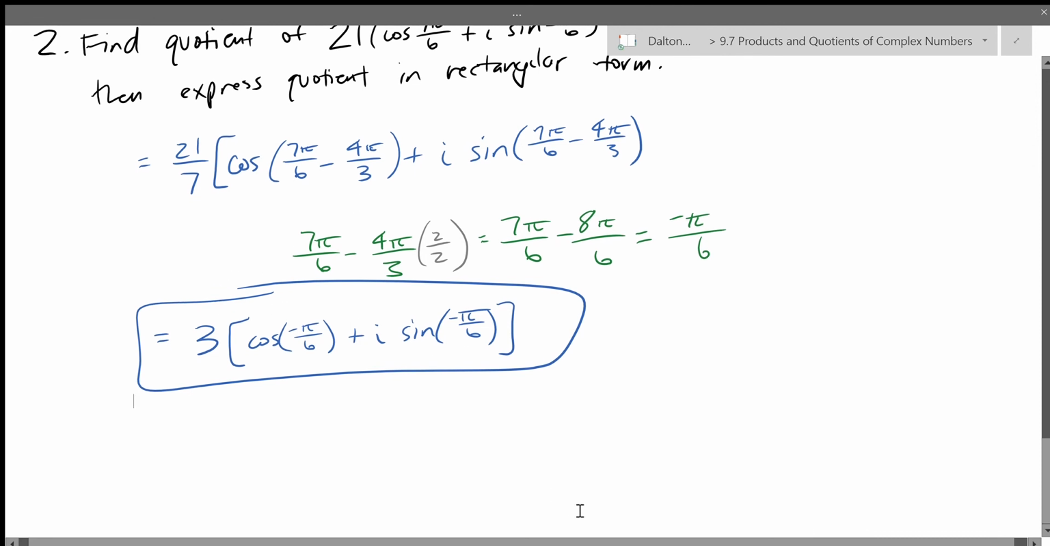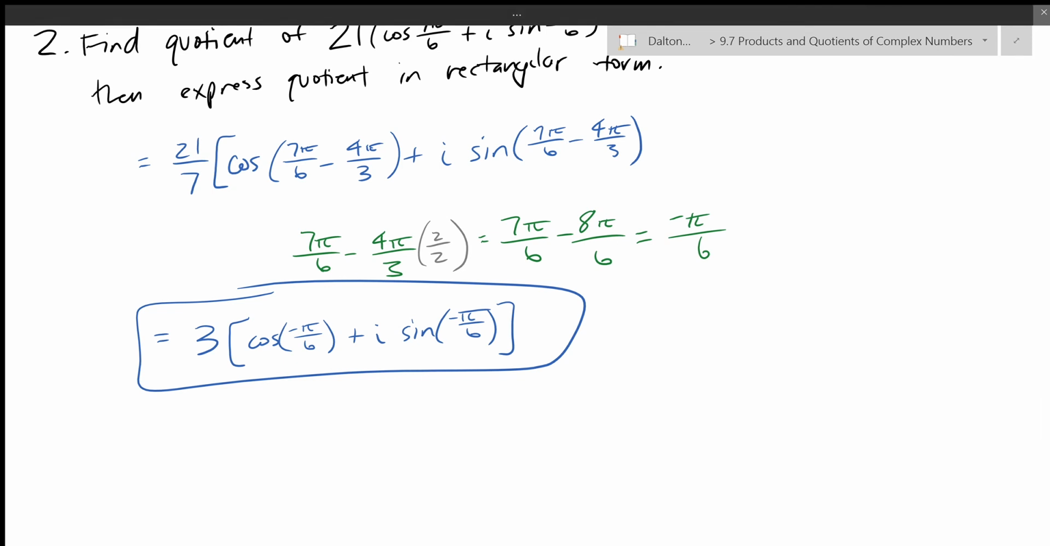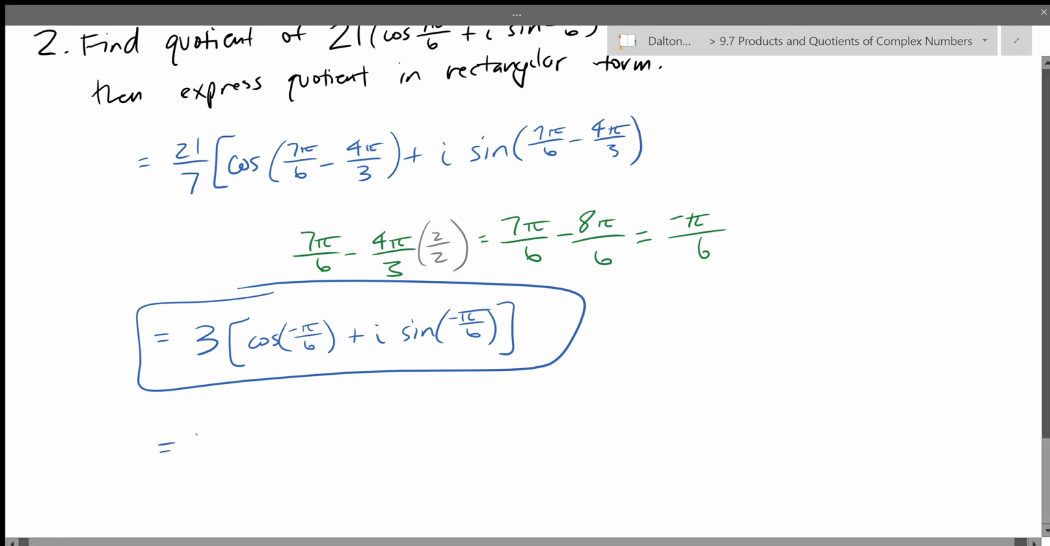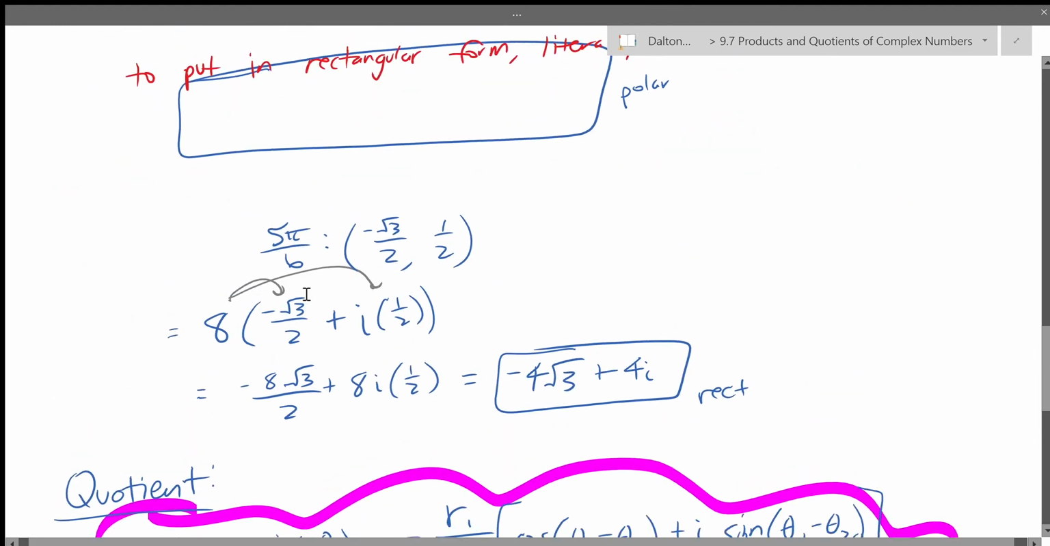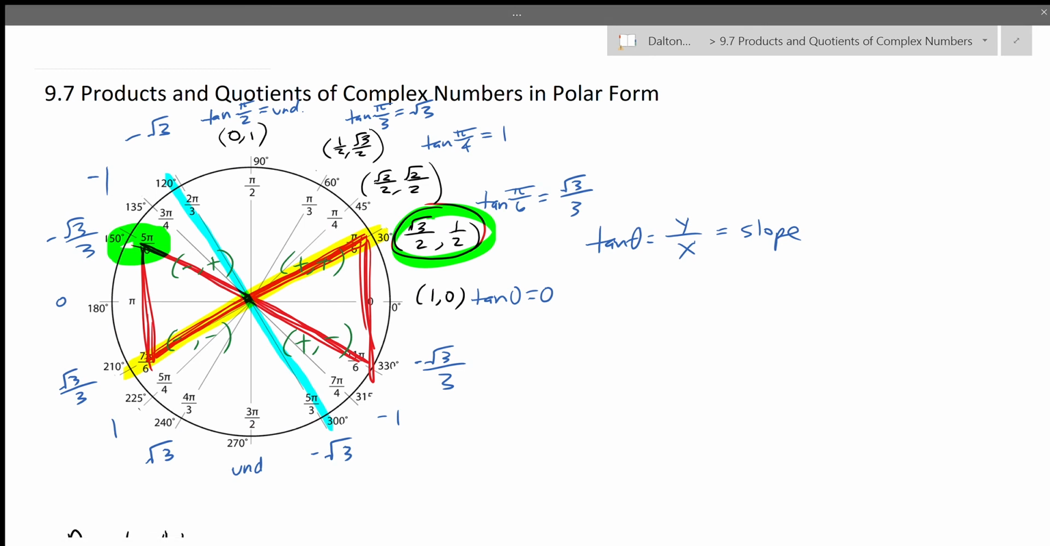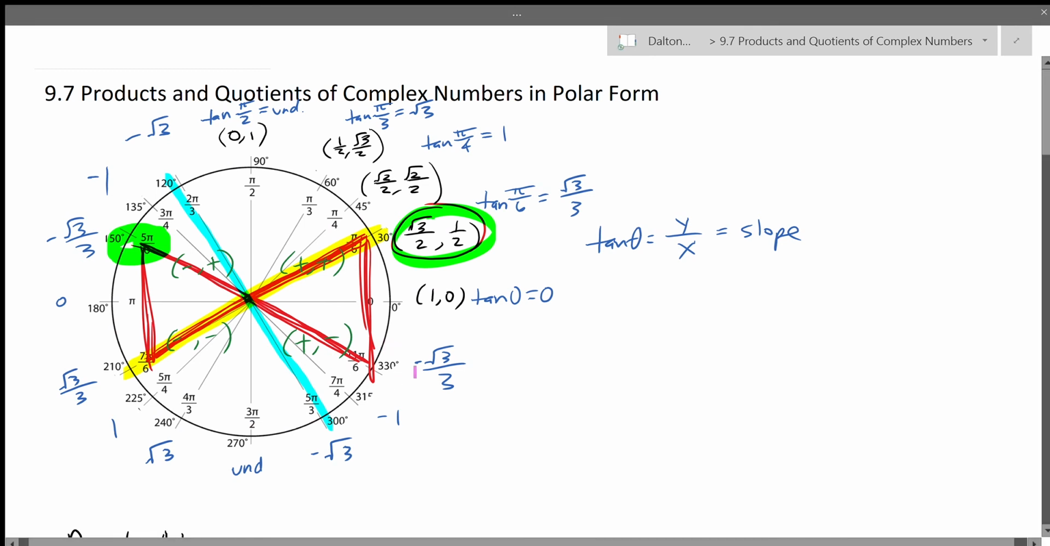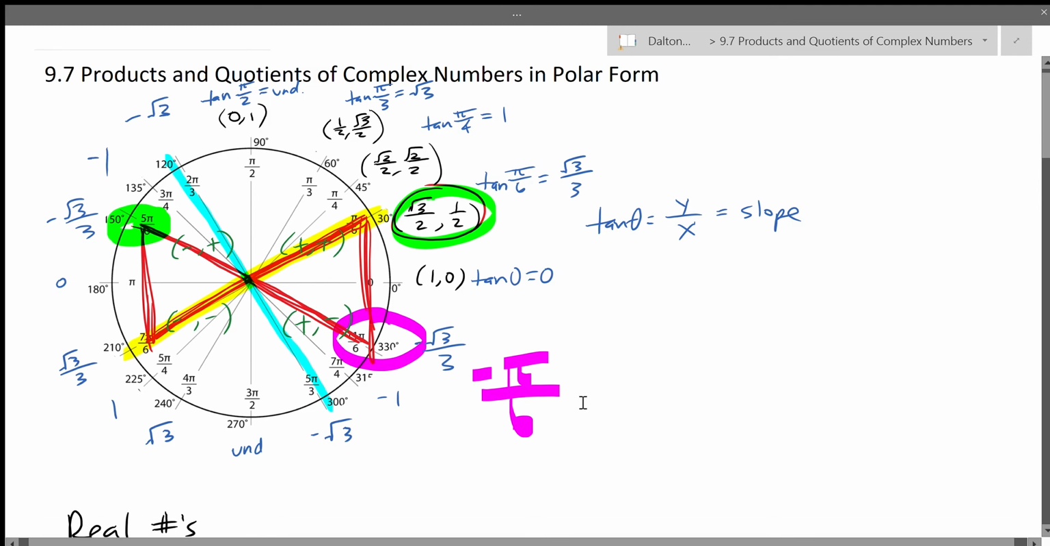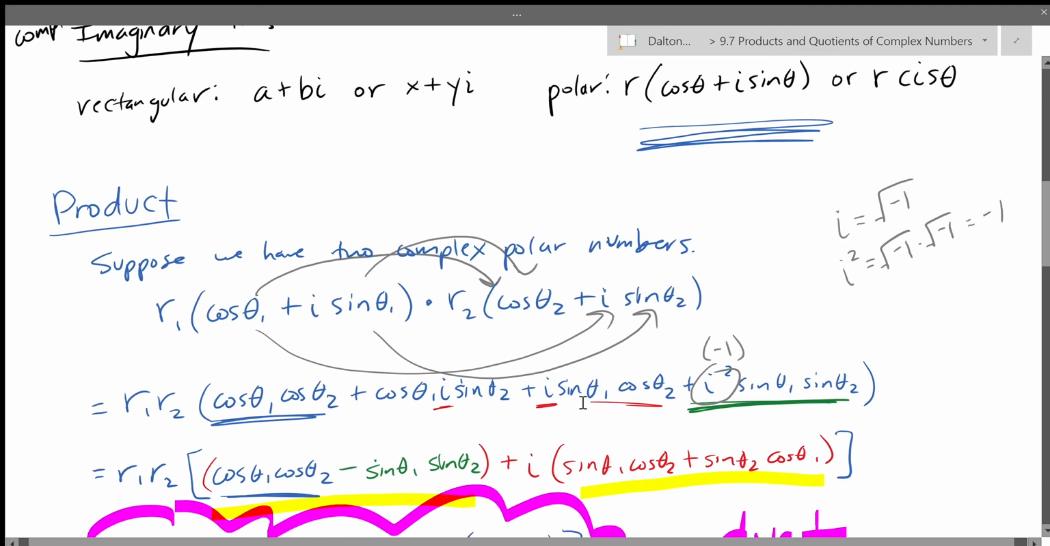So just like we did in the last question, in order to put it in rectangular form, we literally need to just simplify this stuff. So I'm going to get 3 times the cosine of negative pi over 6. So negative pi over 6, if you add 2 pi to that, or if you just use your logic on the unit circle, is going to be the same thing as a positive 11 pi over 6. So you're going to use those same coordinates, except your y value is going to be negative.